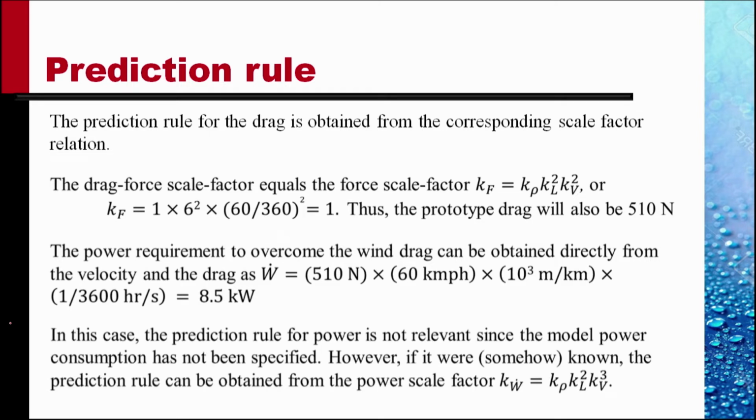In this case, the prediction rule for power is not relevant since the model power consumption has not been specified. However, if it were somehow known, the prediction rule can be obtained from the power scale factor, k W dot is equal to k rho kl square kV cubed.